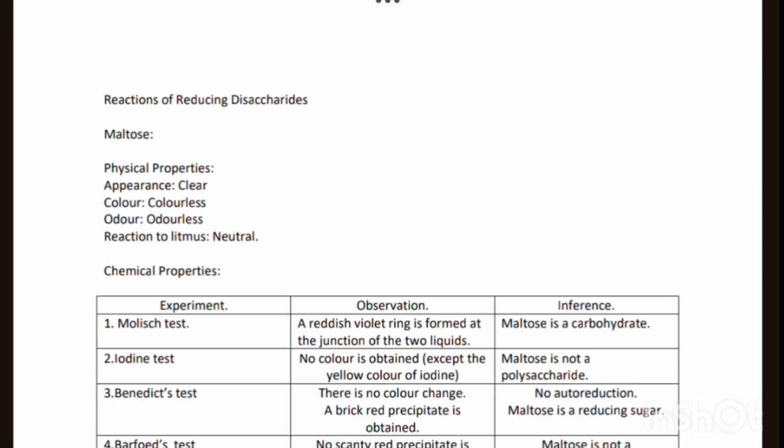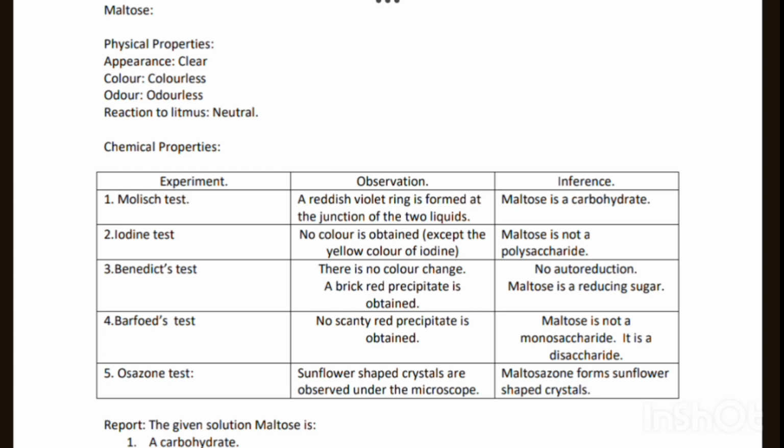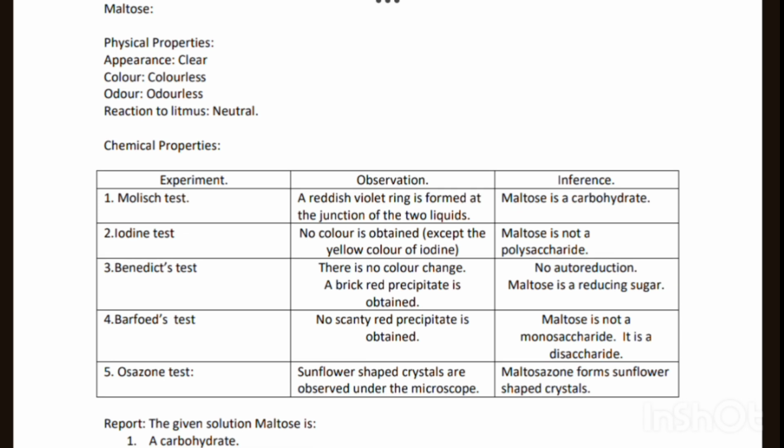Coming to the second one, that is maltose. Again maltose, physical properties: clear, colorless, odorless, neutral. Molisch is positive, iodine test is negative. Benedict's test again positive since maltose is a reducing sugar. Barfoed's test is negative since there is no scanty red precipitate, because maltose is not a monosaccharide, it is a disaccharide. Osazone test, it forms sunflower shaped crystals when observed under the microscope.